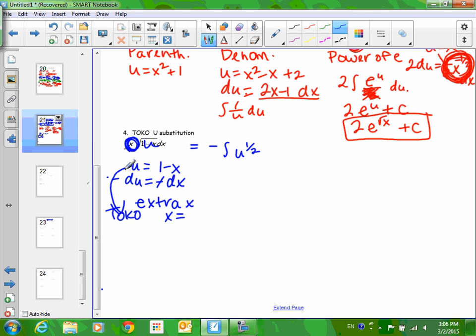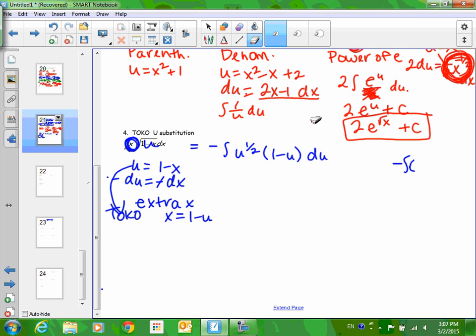X, if I added it over to the other side and subtracted the u, would be 1 minus u. And that has to get multiplied to this u to the 1/2. And it makes it easier for you if you put it in this order. Some people may want to say, let this thing come first, and then this thing come second. Both of these are correct. The one over here on the left is better if you're going to continue in the problem, because now we have to distribute.